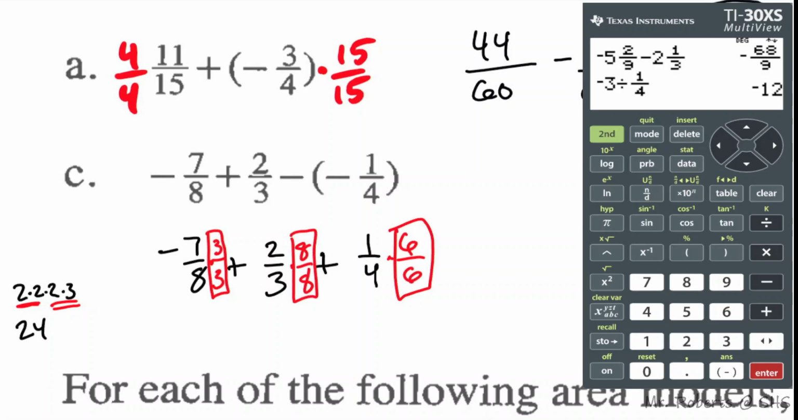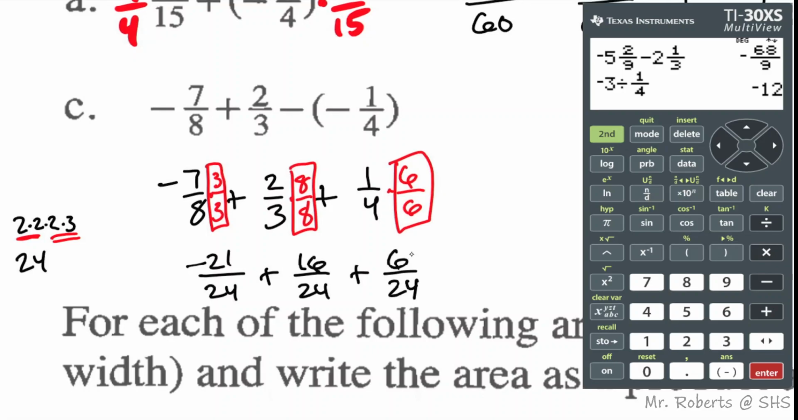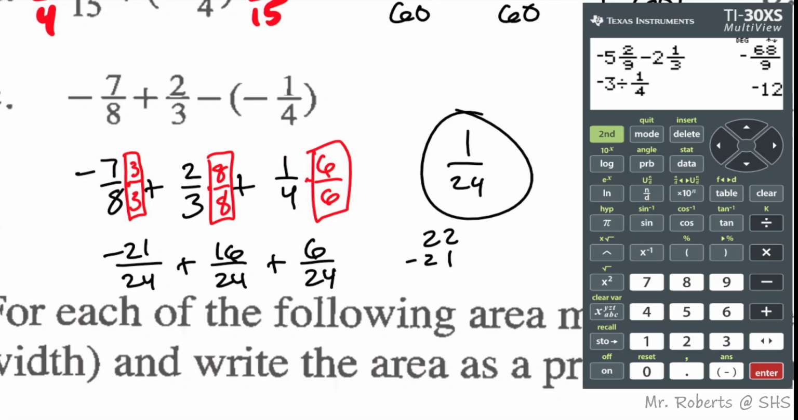So what are we doing here? This problem is going to become negative 21 over 24 plus 2 times 8 is 16 over 24 plus 1 times 6 is 6 over 24. 16 plus 6 is 22. That's positive 22. And a negative 21, it's going to give me 1/24. You know what? I'm not going to check that answer. If I'm wrong, tell me about it.